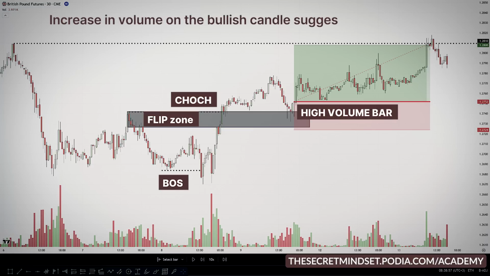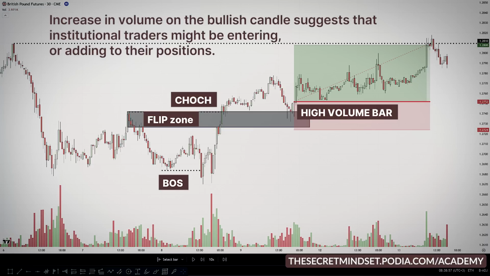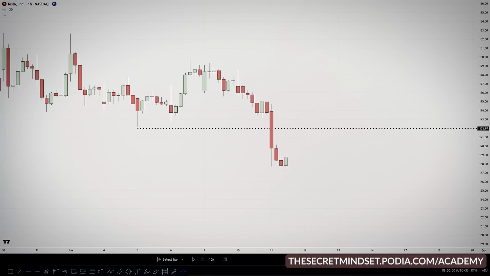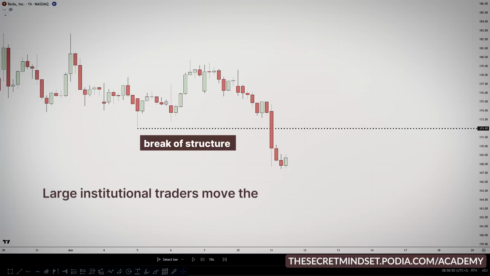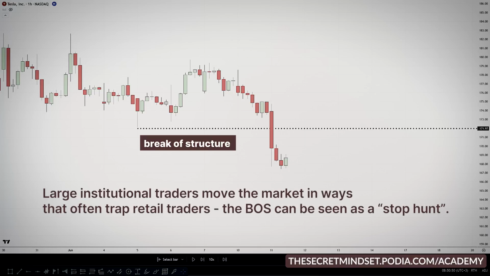The pullback allows traders who missed the initial move to enter, and the increase in volume on the bullish candle suggests that institutional traders might be entering or adding to their positions here. So this price action strategy is mainly based on simple market structure movements. It assumes that large institutional traders move the market in ways that often trap retail traders.